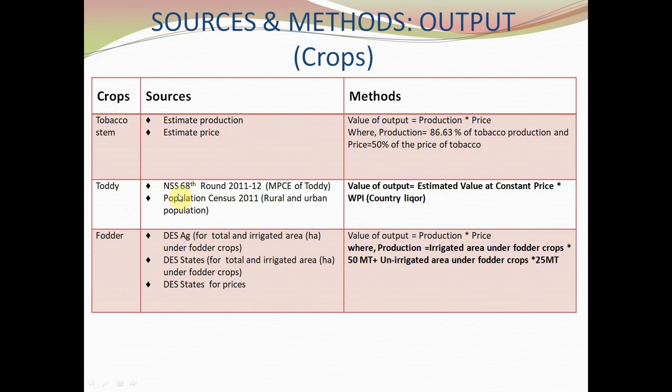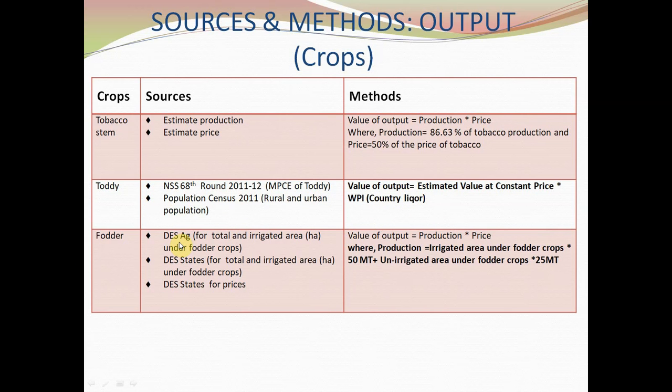the NSS, National Sample Survey Office, 68th round, which was in 2011-12, is used, and monthly per capita expenditure on toddy is taken, and population census 2011 for rural and urban population is used. Total value of output is calculated as estimated value at constant price into WPI for country liquor.